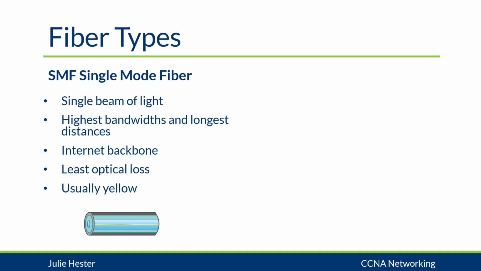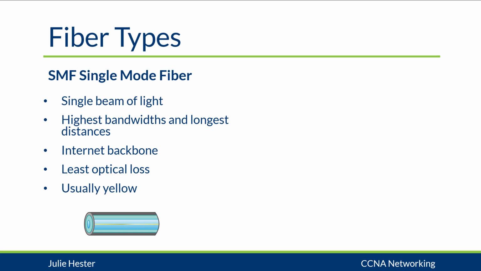There's two primary types of fiber optic cable. The first type is called single mode fiber, or SMF. SMF works by sending a single beam of light through the fiber. It has the highest bandwidths and the longest distances. So this fiber is optimal for the internet backbone, where we're sending massive amounts of data around the country or between continents. It has the least optical loss, so it's very efficient, and usually this cable is yellow.